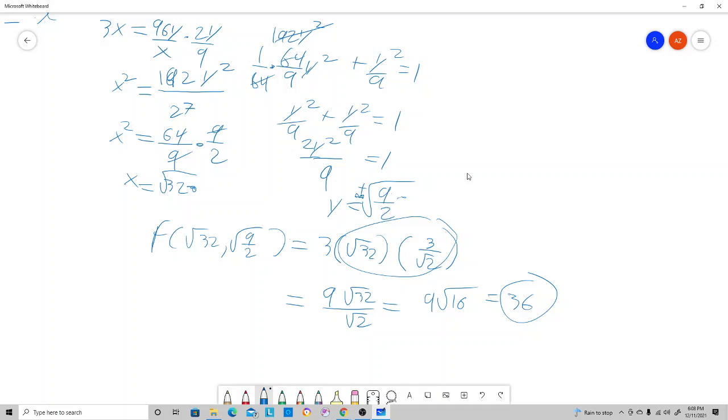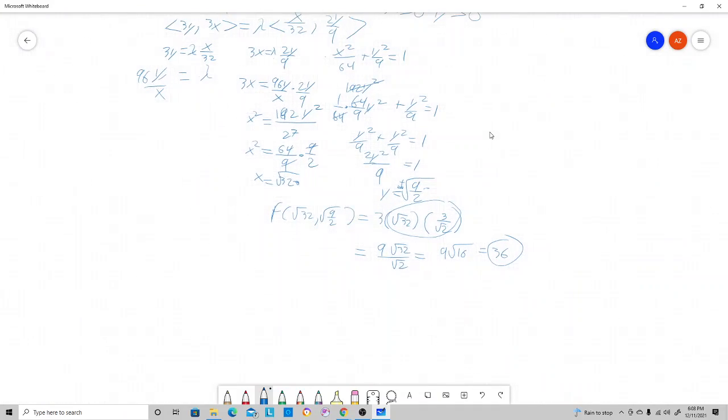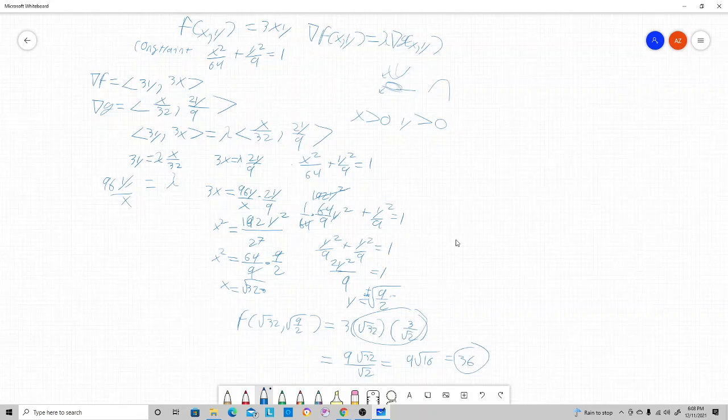So that's how you use a Lagrange multiplier. We don't need to solve for the Lagrange. All that is just a multiplier to help you solve this system of equations. That's all it is for. Okay, that's all. Thank you.